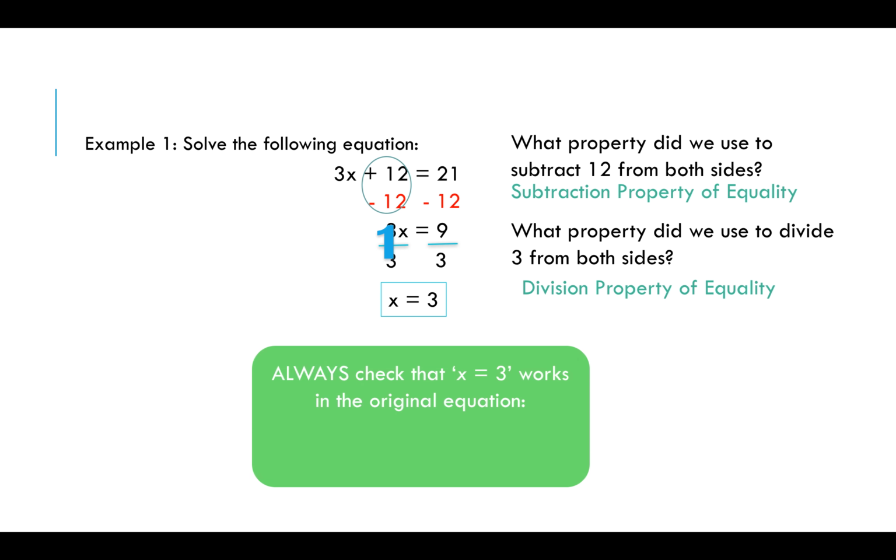Well, it's always best to check and make sure that our answer works properly. So we can take our x equals 3 and plug it into the original equation. So where the x was in the beginning, we now replace it, which is called substitution. So we substitute the 3 for the x. Notice it's 3 instead of x, it's 3 times 3, because that's what we said x was, plus 12 equals 21.